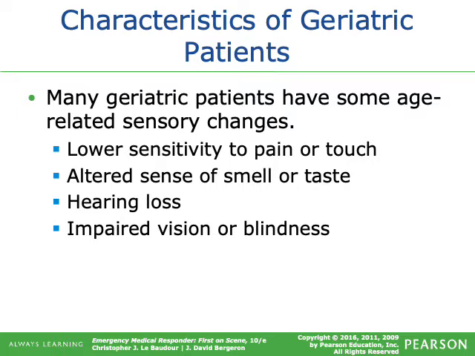All right, many geriatric patients have some age-related sensory changes. They can have a lower sensitivity to pain or touch. A lot of times you'll see issues with them injuring themselves and not realizing it. Burns when they're cooking are very common, and they can be pretty severe before they realize they're being burned. They can have an altered sense of smell or taste. They can experience hearing loss, impaired vision, or blindness.